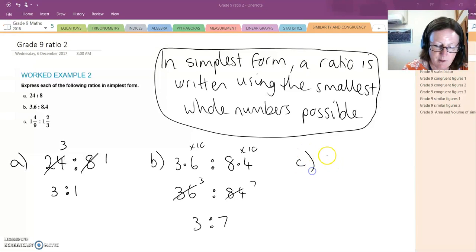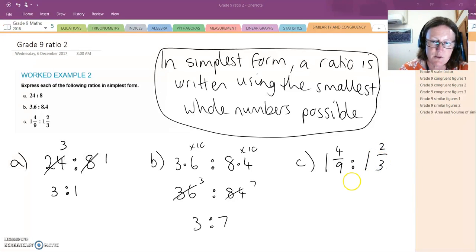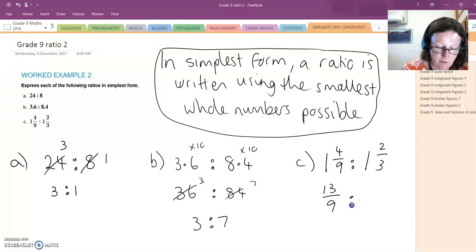In our third example, they're not whole numbers. We've got mixed numbers here, mixed numbers with fractions. So the first thing I'm going to do is change them to improper fractions. So 9 ones are 9 plus 4 is 13 over 9. 3 ones are 3 plus 2 is 5 over 3. So the first step I've done is change them into improper fractions.